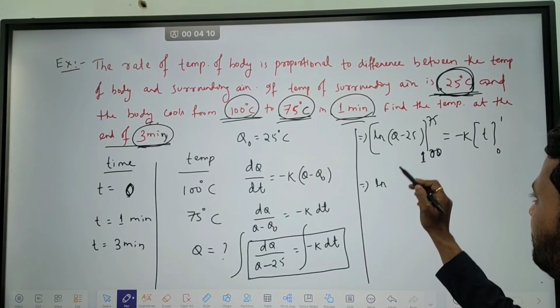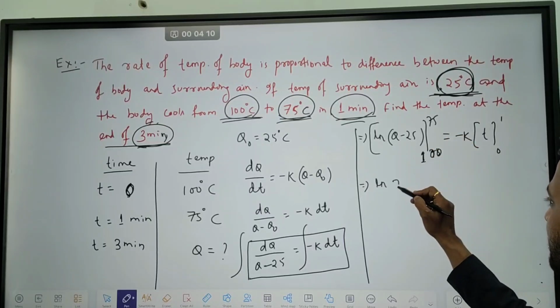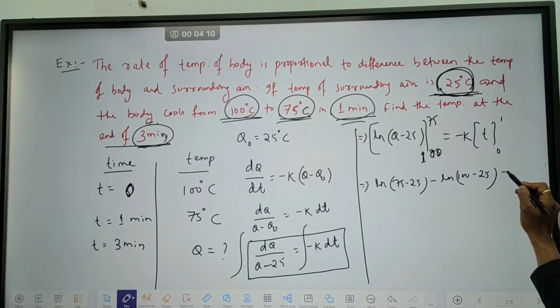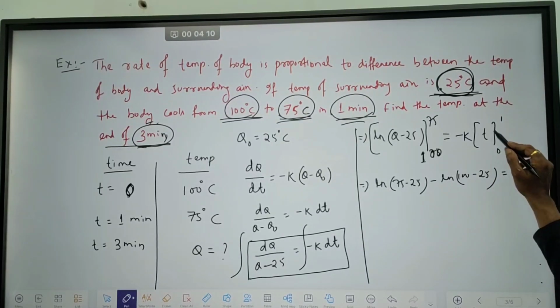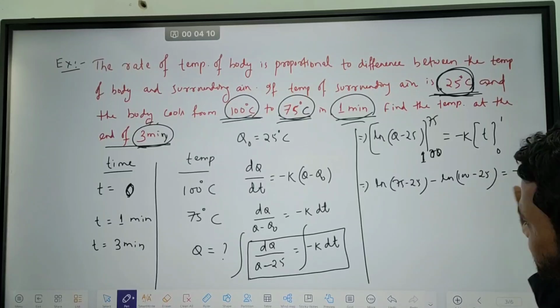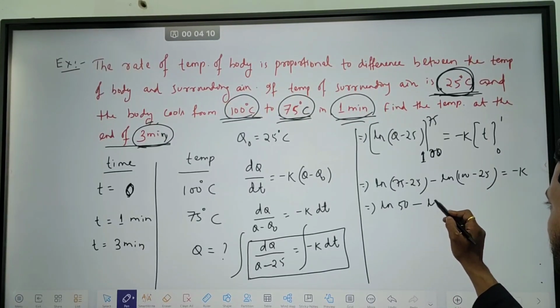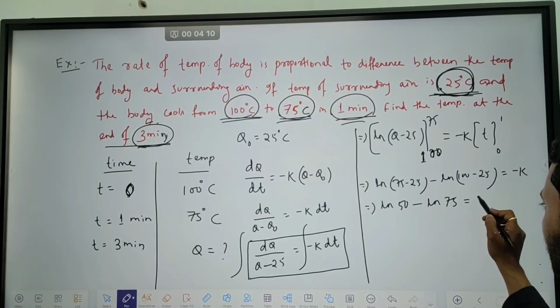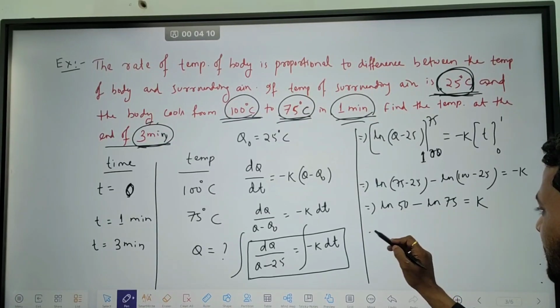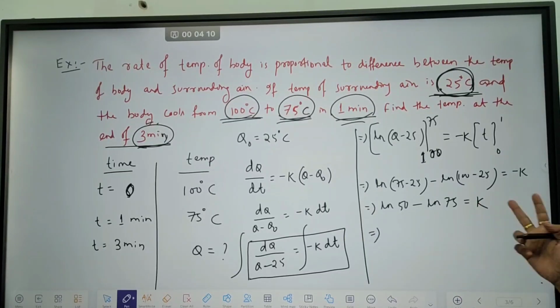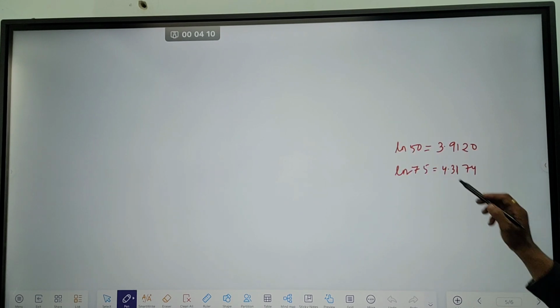Okay, so here place theta as 75: ln 75 minus 25 minus ln 100 minus 25 equal to minus k times 1 minus 0 is 1, meaning it is minus k. Okay, so it is ln 50 minus ln 75 equal to minus k. So from this, by using calculator you can get the values of ln 50 and ln 75. If you subtract you can get this answer.